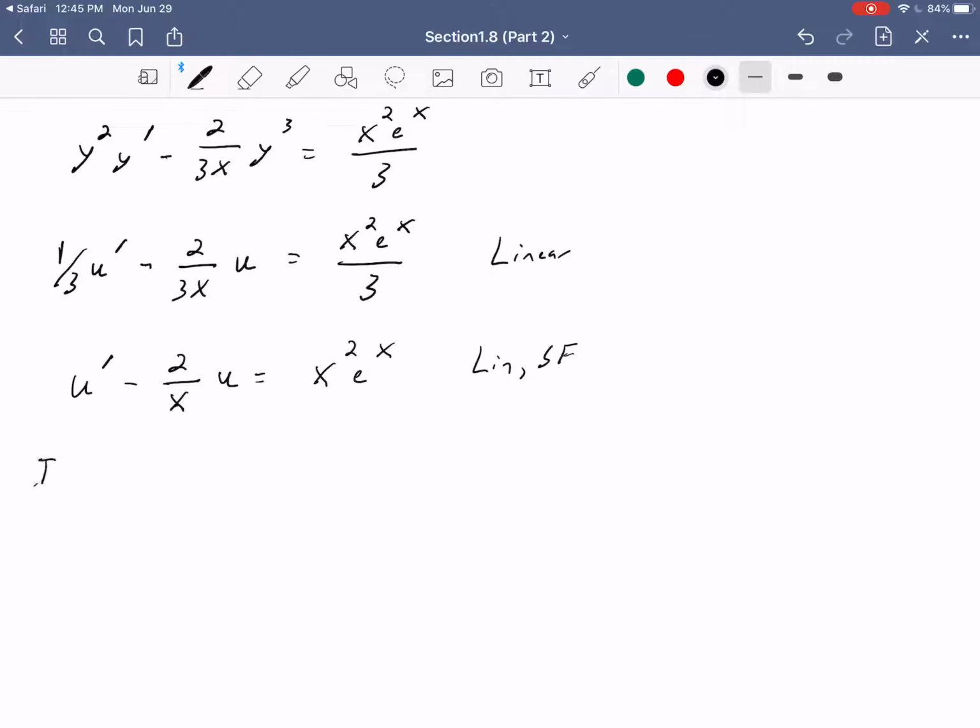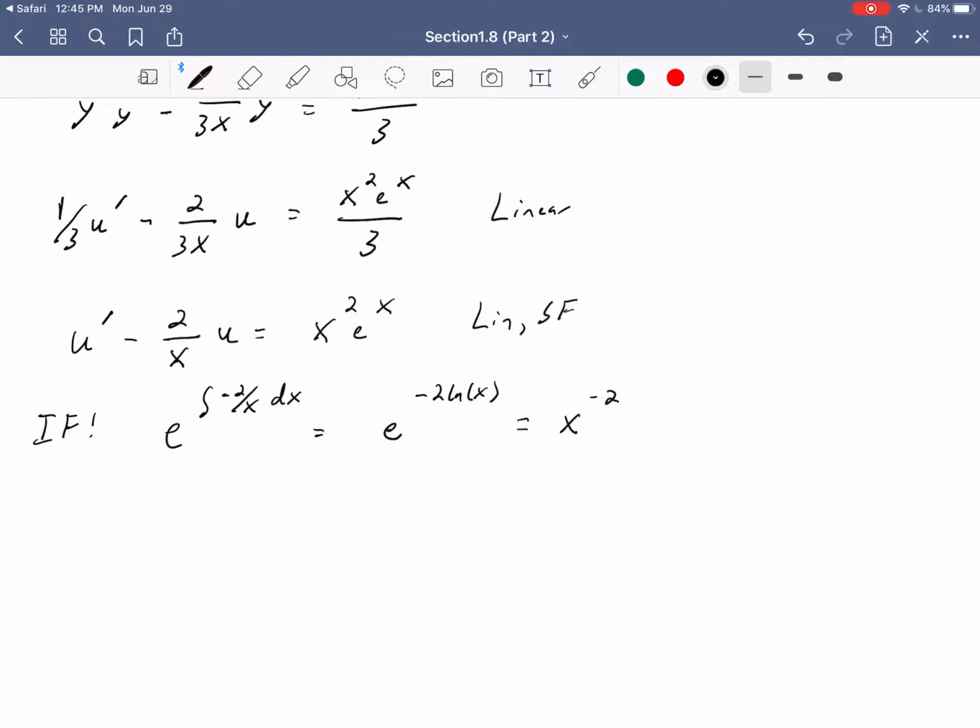So we can go ahead and use our integrating factor approach. It'll be e to the integral of negative 2 over x dx, which should be e to the negative 2 ln x there. And if we remember our standard modification from 1.6, pop that negative 2 back in here as ln x to the negative 2, then cancel those. So that's going to be x to the negative 2. So x to the negative 2 is our integrating factor.